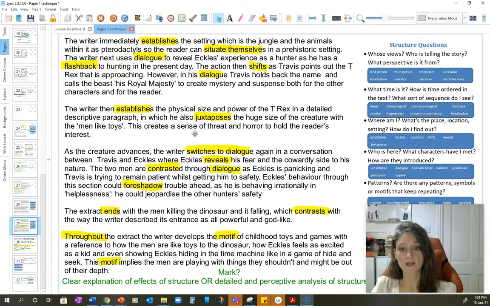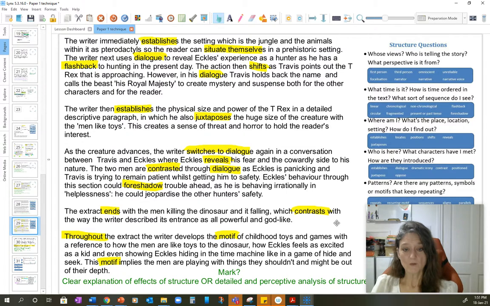Then adding on to that, it creates a sense of threat and horror. And that's clear as well, because it is quite specific, unlike the previous answer. We've got the switch back to dialogue, and I give clear information about what it reveals about Eccles' personality. Here it reveals his fear and his cowardly side. And it talks about the two men being contrasted through the dialogue. So again, we've got the opposition between the two men. And I really clearly explain what the contrast is. One of them is getting really frustrated with Eccles and he's losing his patience. He's trying to hold on to it. And Eccles is just being a big baby, basically.